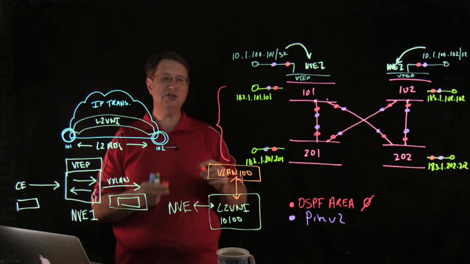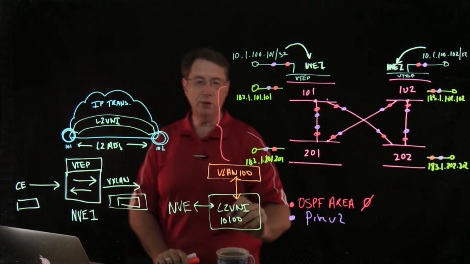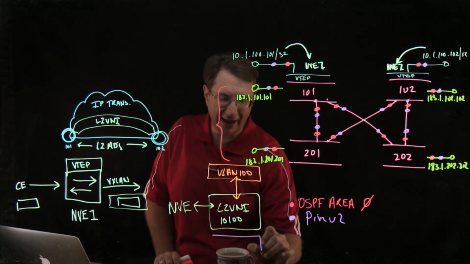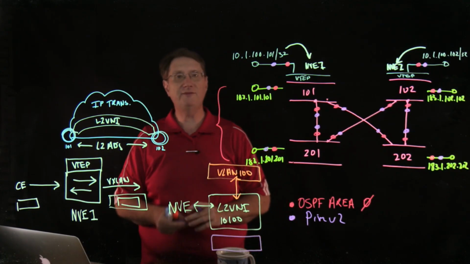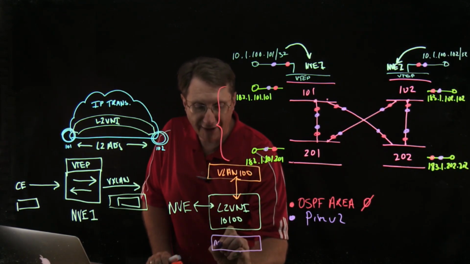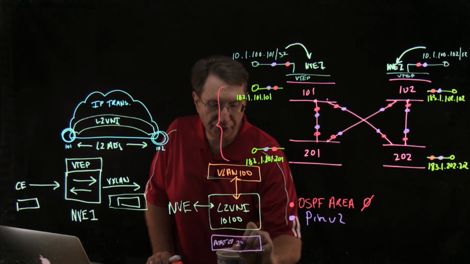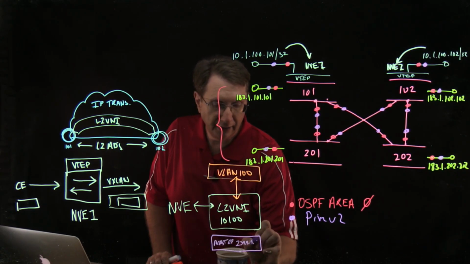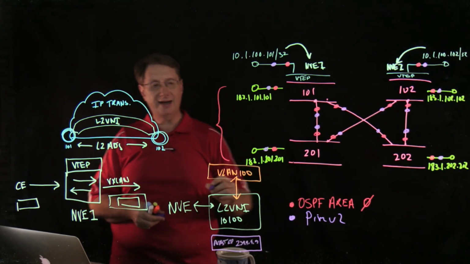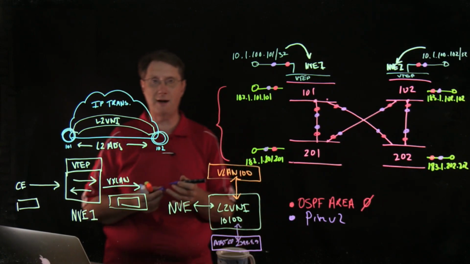And the other thing is that since we're using flood and learn, we're going to want to also have this VNI share its configuration using a multicast group. So we'll have, say for instance, an MCAST group here, and I'll use 239.9.9.9 as the address that I'm going to be using, and this also has to be associated to the VNI.